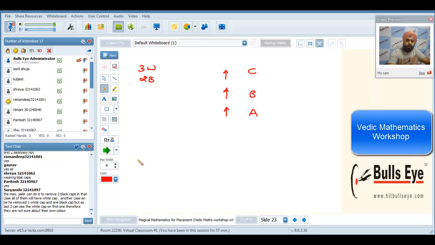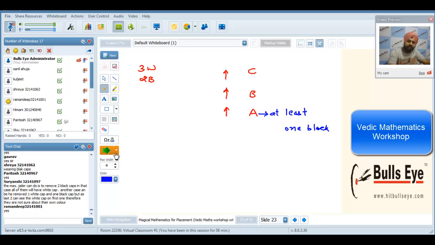See, if you talk it from A's perspective, had A been able to see 2 black caps in front of him, he could have concluded that he himself is wearing a white cap. But he is not able to see that. That means from A's perspective you can conclude that he is seeing at least 1 white cap in front of him.